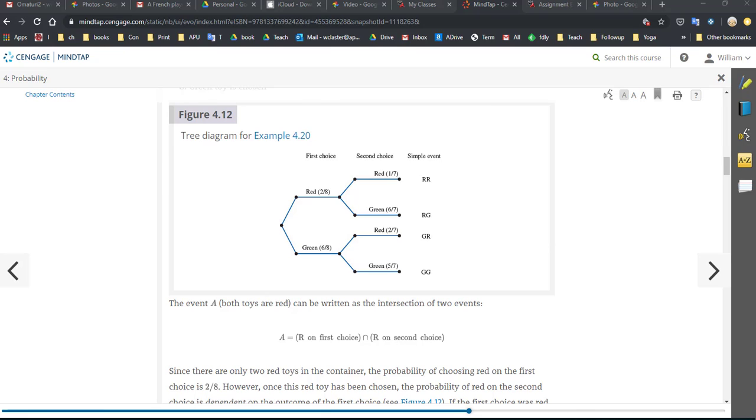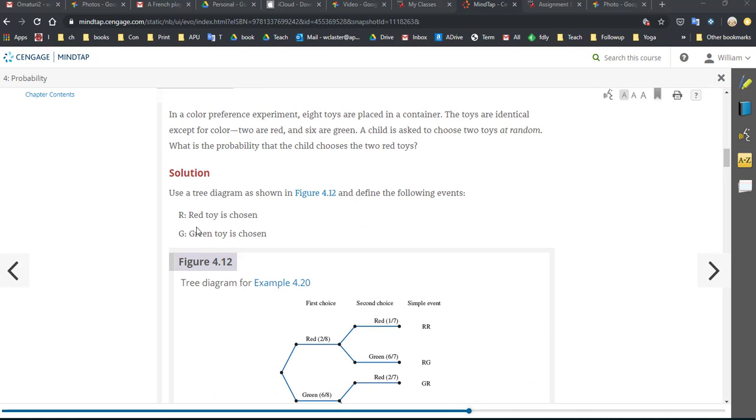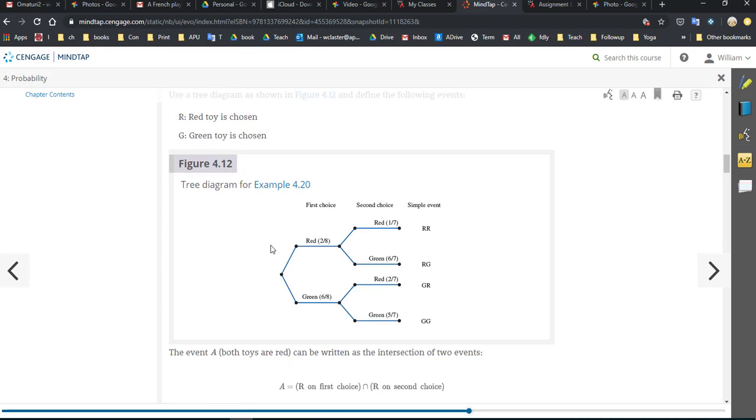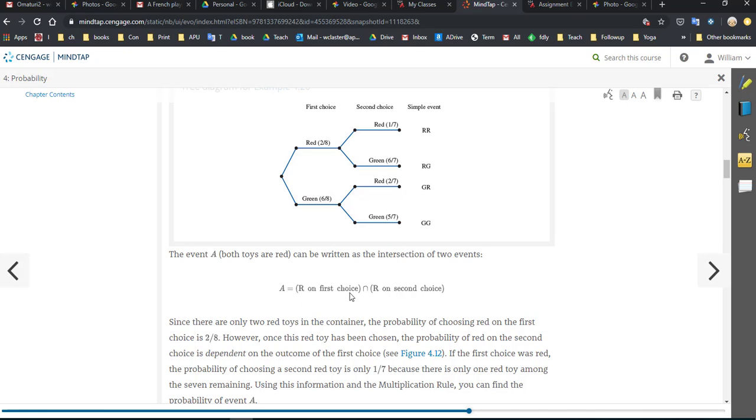So we're going to define 2 events. A red toy is chosen and a green toy is chosen. And we want to know what's the probability that they choose 2 red. So what does 2 red have to do with this R? Sorry about that. Every time I select something here, this shows up. So 2 red means red on the first and red on the second. And the word I just used is and. And means intersection. So we can write this as red on the first intersect red on the second.